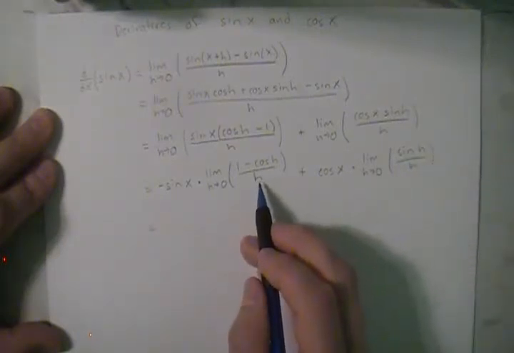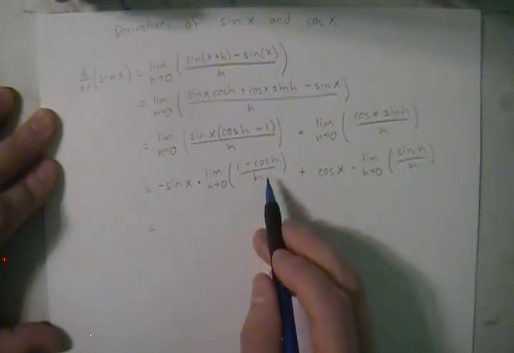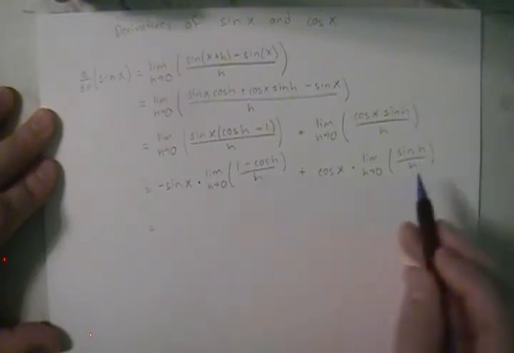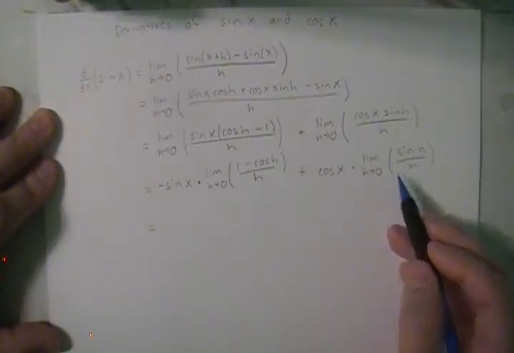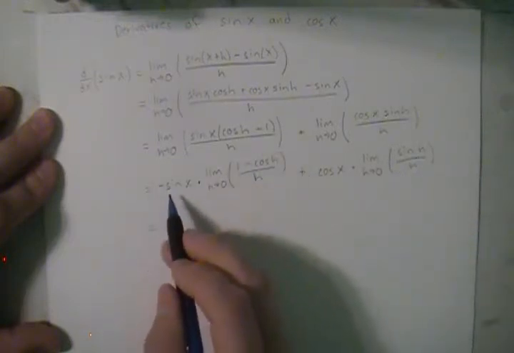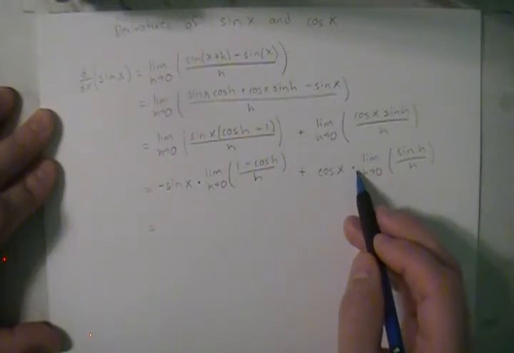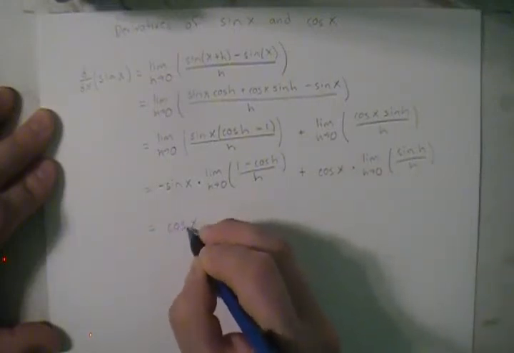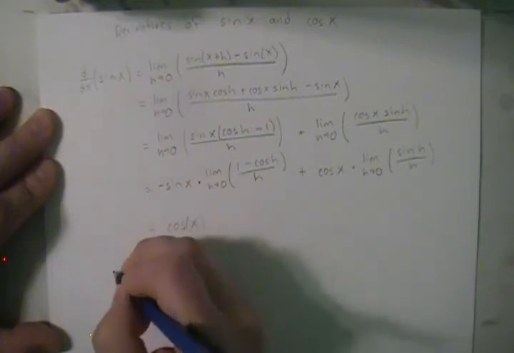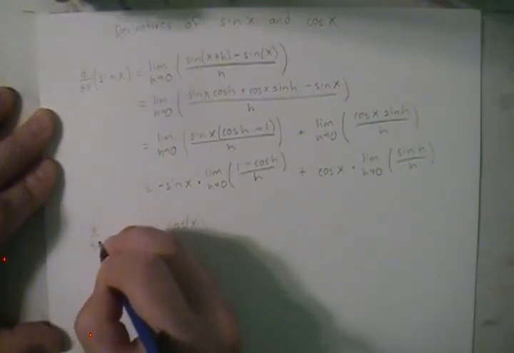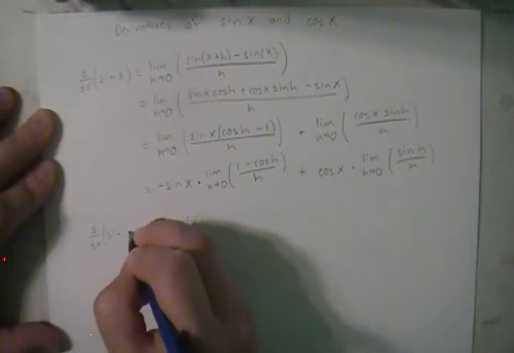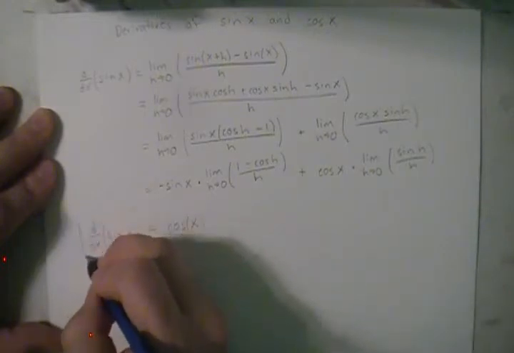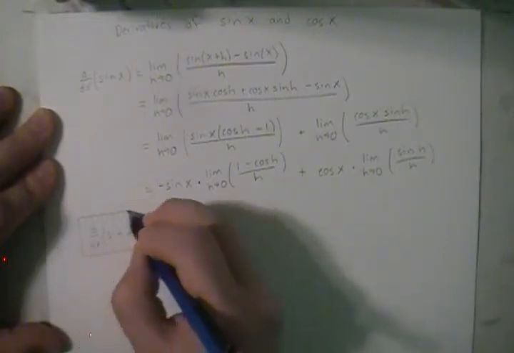So if you remember from the last video, this limit evaluates to 0 and this limit evaluates to 1. So this entire term is going to go away. It's multiplied by 0, and this is multiplied by 1, so we're just left with cosine x. Alright, so that is the derivative of sine x.